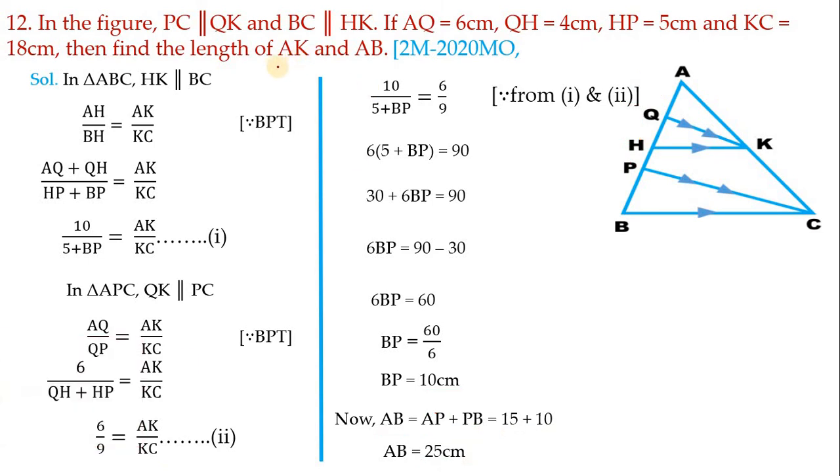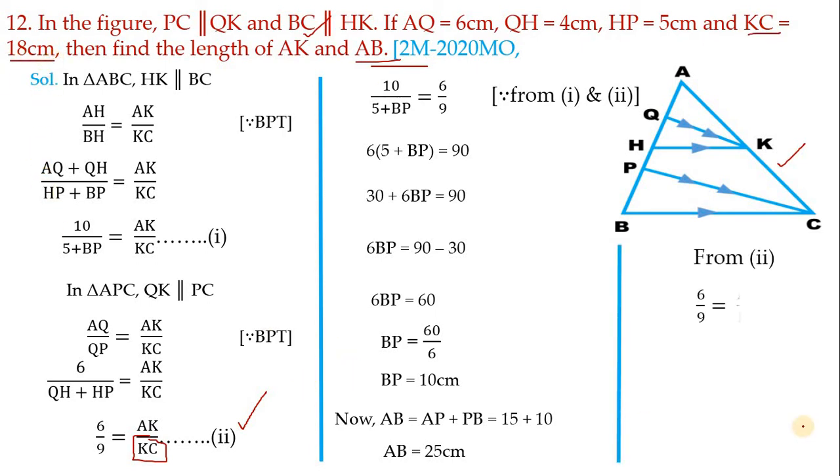So first thing, this AB value we have found. Still we wanted to find the AK value. So for that, see here equation number 2. In equation number 2, substitute the value of KC. Here the KC value they have given, isn't it? KC is equal to 18 centimeters. So consider equation 2 and here in the place of KC substitute its value, that is 18, and do the cross multiplication.